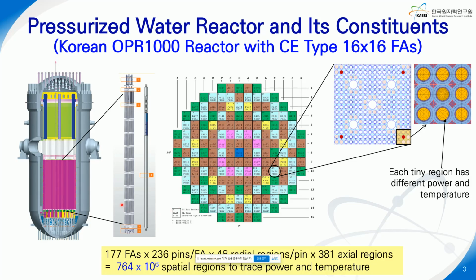This is a nuclear reactor which consists of fuel assemblies and coolant. Each of these tiny regions in the fuel and coolant has different power and temperature. The total number of regions to be traced is more than 760 millions, which is a very large number.